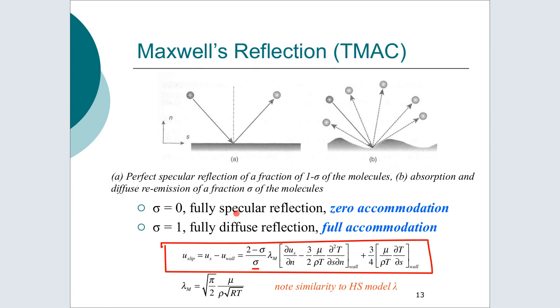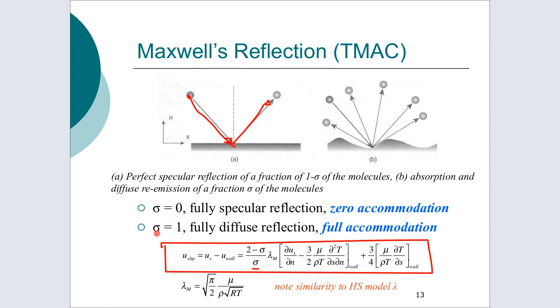Sigma equals 0 means we have a fully specular reflection, so 0 accommodation. A molecule that hits the surface isn't held at the surface, it just bounces off it, a bit like a ray of light. The opposite of that is diffuse. If you think of light hitting a diffuse surface, you would no longer be able to see through it or see an image from it, because the light is scattered everywhere.